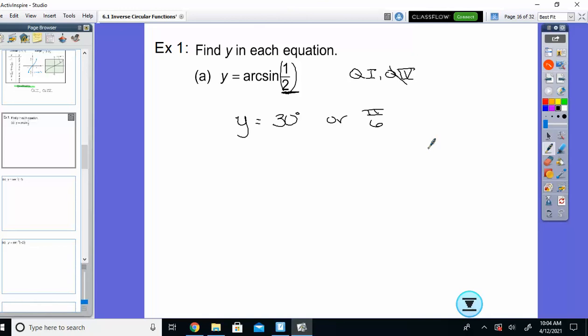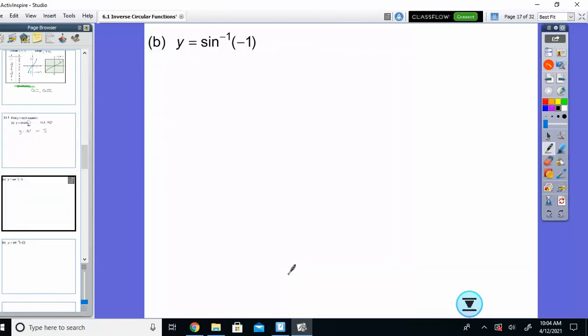All right, let's look at another one. Sine inverse of -1. Okay, we know sine inverse can only be quadrants 1 or 4. So if you're looking here, if it's negative, we're talking about quadrant 4. We're looking essentially at this half of our circle. Sine is the y. When is it a -1? 270 degrees. So 270 or 3 pi over 2.